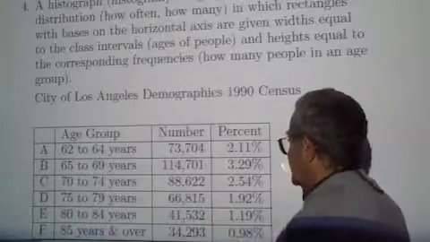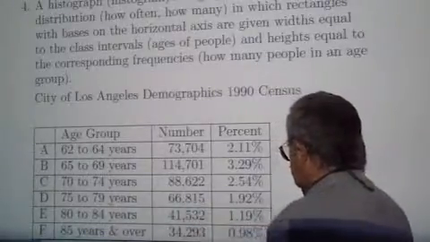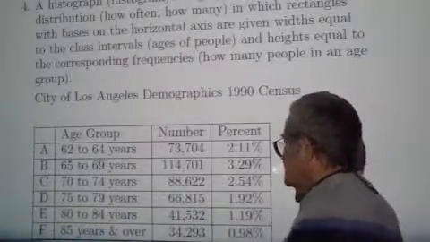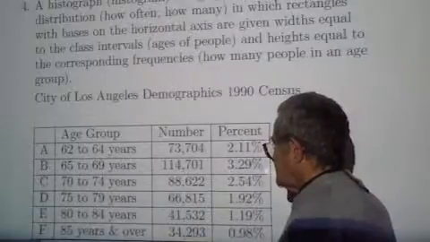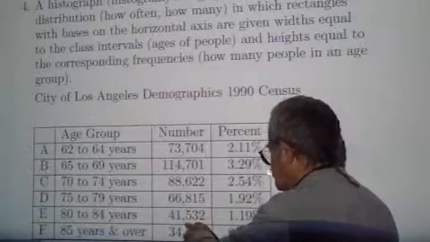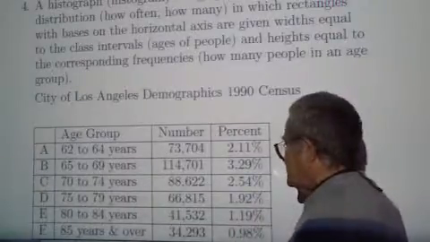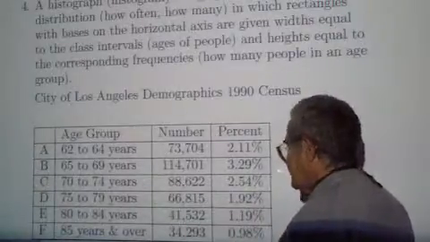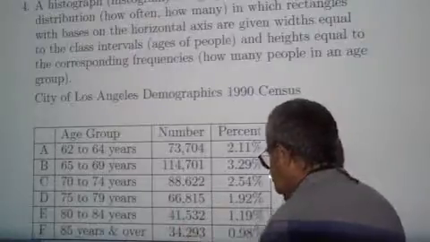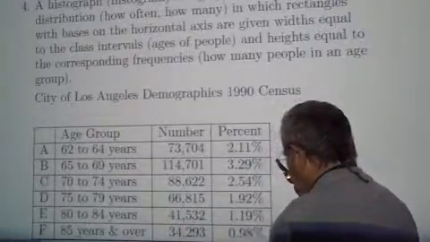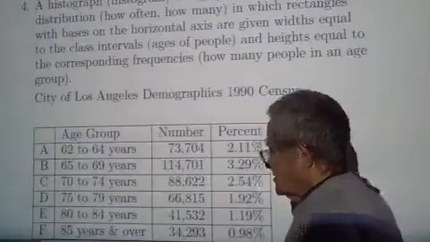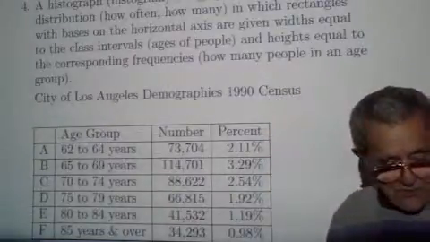75 to 79, 66,815, 1.92%. 80 to 84, 41,532, 1.19%. 85 or older, 34,293, or almost 1%. So if you're copying, I let you copy.